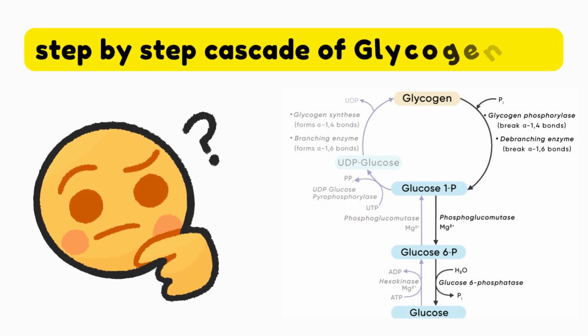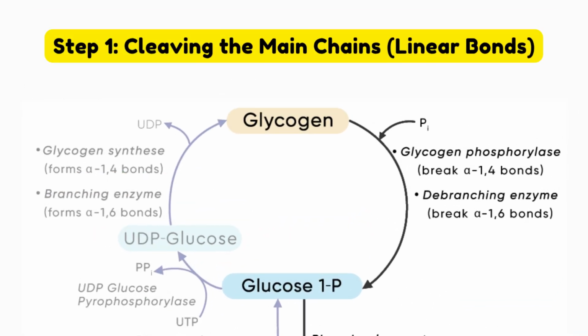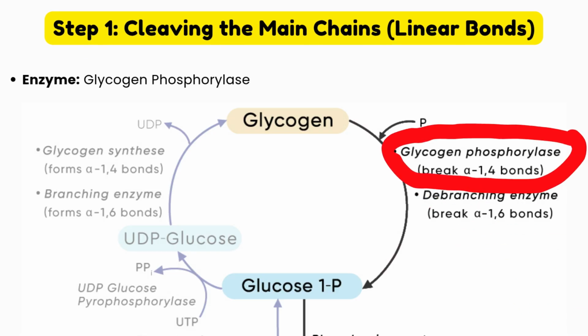Now let's look at the step-by-step cascade of glycogenolysis. Here is how the enzymes physically break down the glycogen polymer in glycogenolysis. Step 1. Cleaving the main chains, the linear bonds. The enzyme used is glycogen phosphorylase.